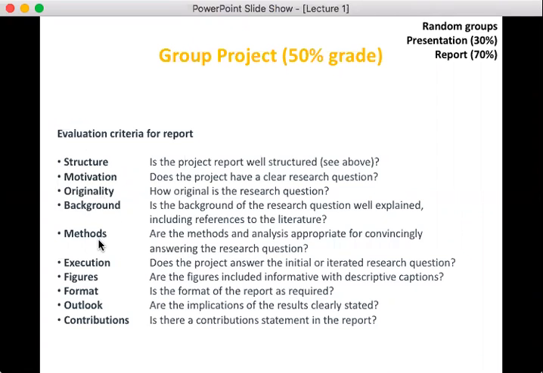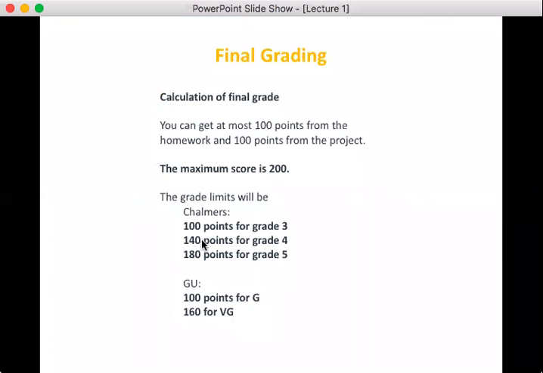Background, you explain the background. Methods, you explain the method. Execution, figures, are the figures properly done? Format, outlook, contributions. Very important in the background is that you have references to the scientific literature. That's one of the things that often is missing.